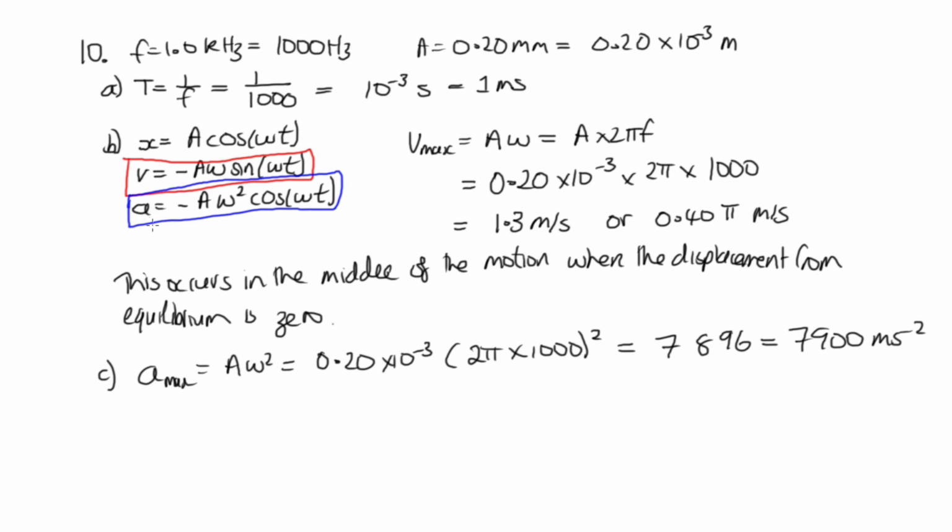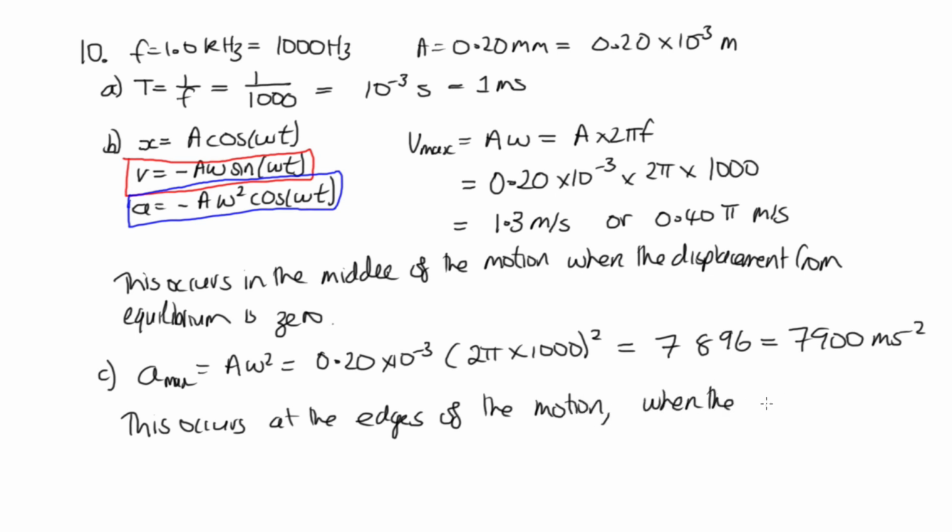So the maximum acceleration occurs when it's changing direction at the edges. So this occurs at the edges of the motion, where the displacement from equilibrium is maximum.